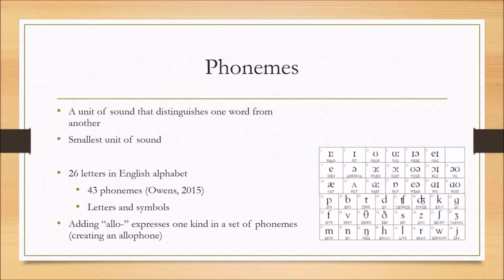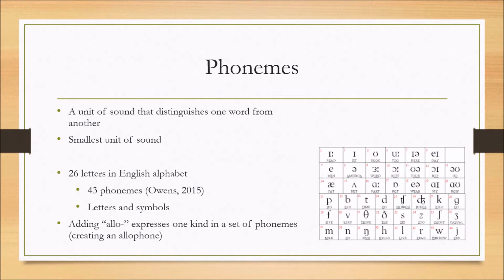Phonemes are a unit of sound that distinguishes one word from another in a given language. Phonemes are also the smallest linguistic unit of sound. There are 26 letters in the English alphabet, but there are 43 known phonemes. Now, we have 43 phonemes because some letters from the English alphabet are combined to be able to create a different sound. Phonemes are seen as both letters and symbols.